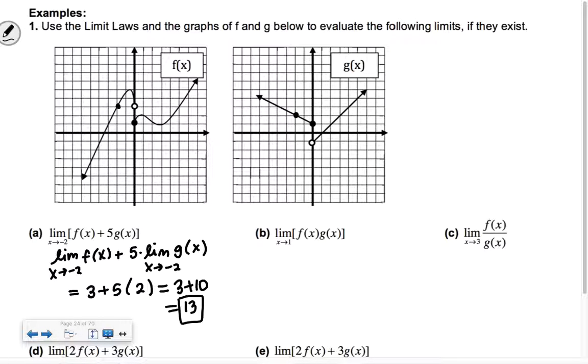All right, so the limit as x goes to 1. I'm going to do the limit as x goes to 1 of f of x times the limit as x goes to 1 of g of x. So the limit as x goes to 1 for f of x is 2. The limit as x goes to 1 for g of x is 0. 2 times 0 then is 0. Done.